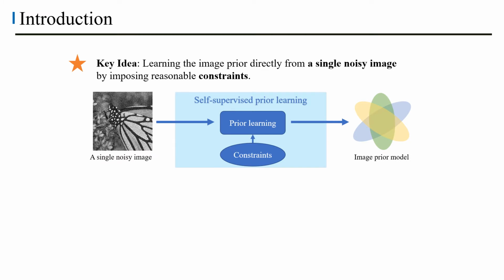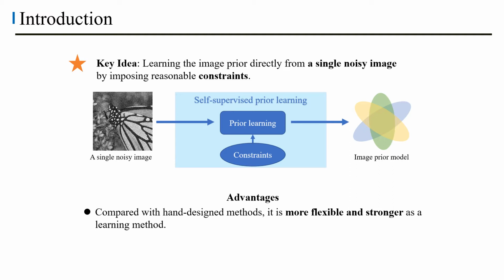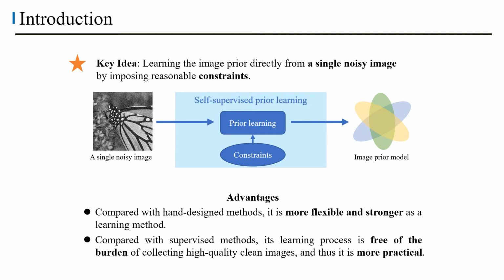In this work, we propose to achieve the image prior learning directly from a single noisy image by imposing reasonable constraints. This type of method is called the self-supervised prior learning. As a learning method, it is more flexible and stronger than hand-designed methods. Besides, its learning process is free of the image collection burden. This makes it more practical than supervised prior learning methods.